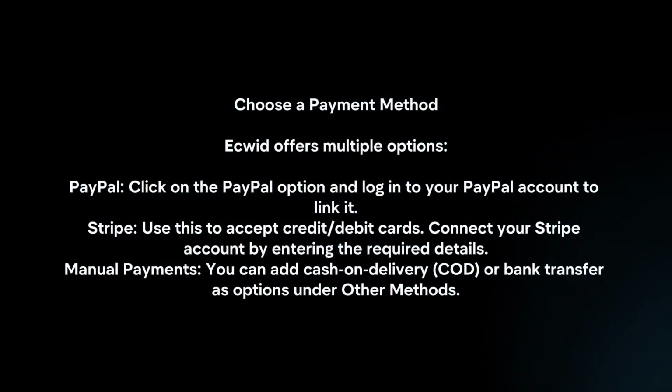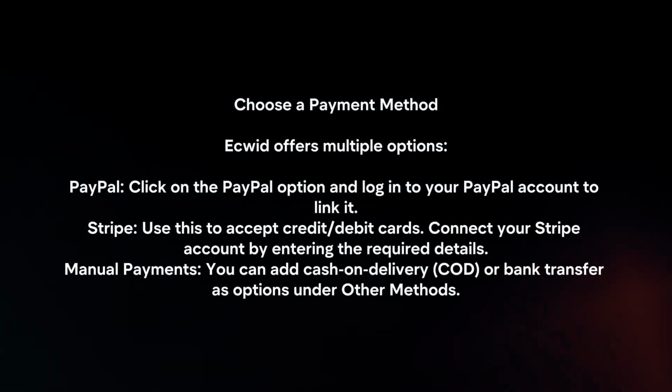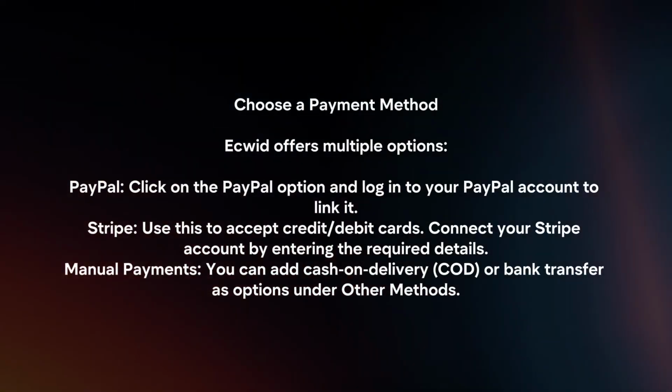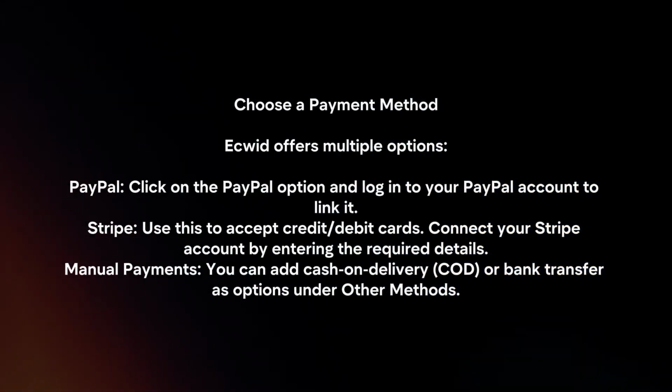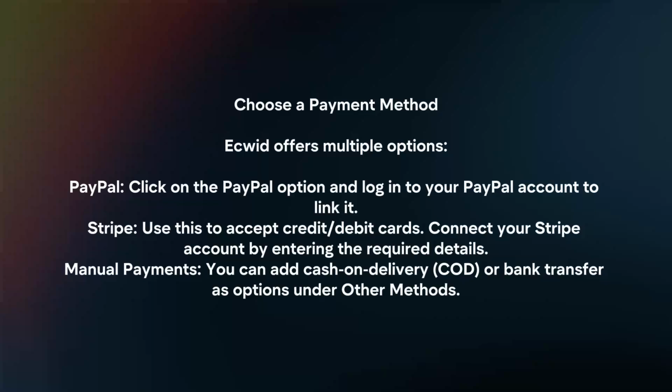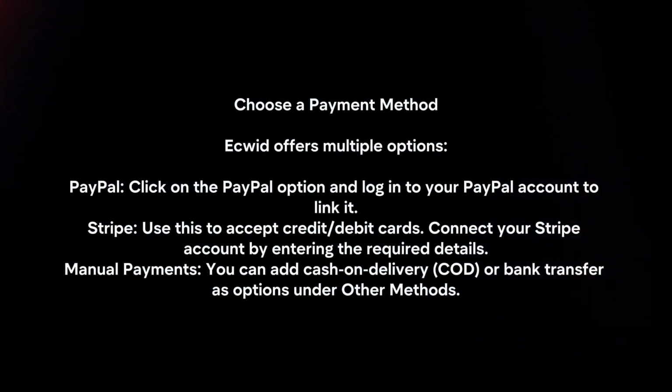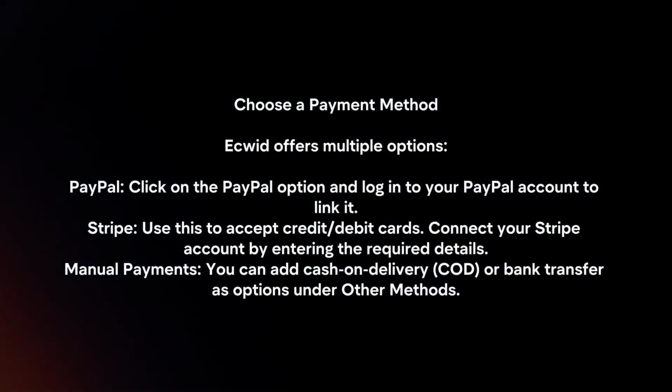PayPal. Click on the PayPal option and log into your PayPal account to link it. Stripe. Use this to accept credit or debit cards. Connect your Stripe account by entering the required details. Manual payments. You can add cash on delivery or bank transfer as options under other methods.